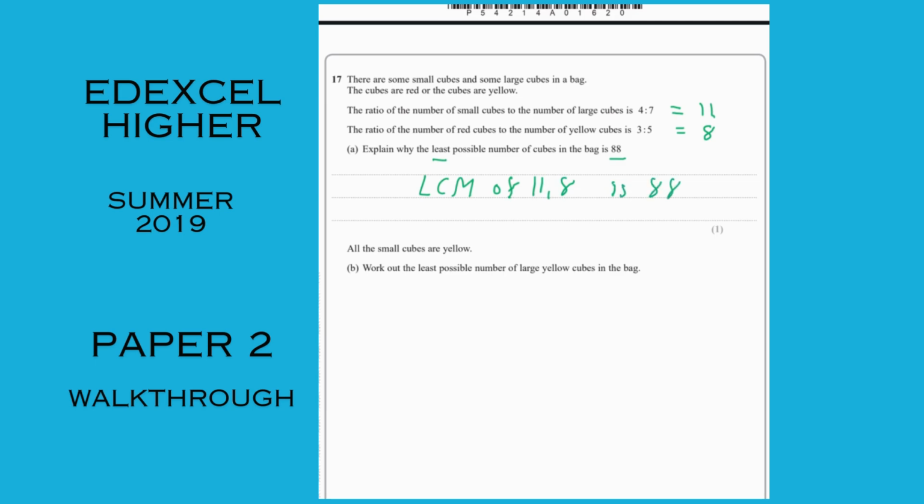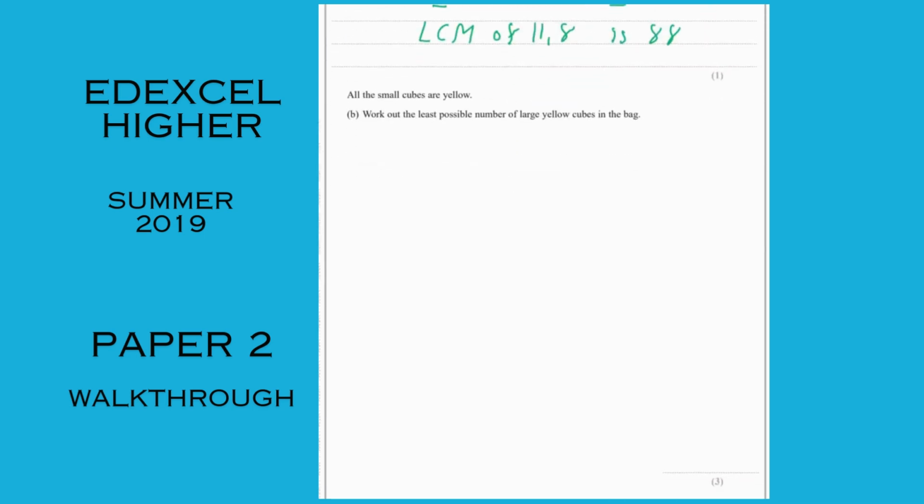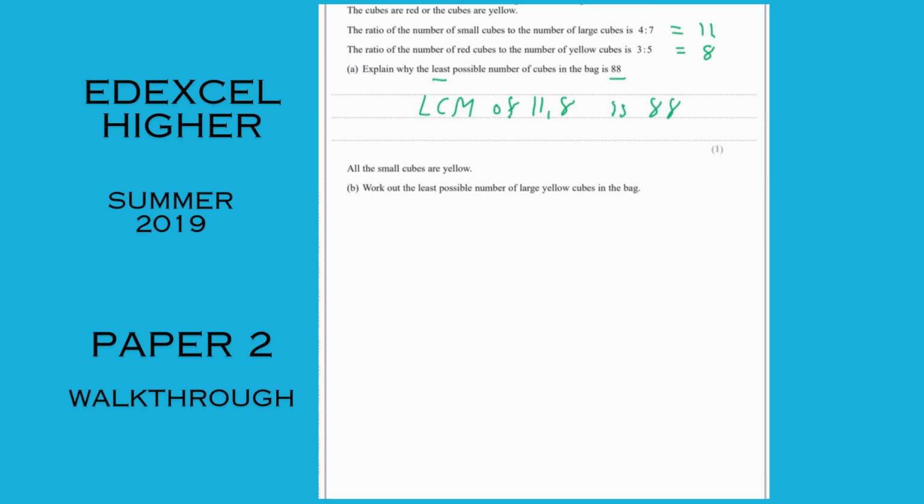So you could double it. I mean, it could be 176. It could be 8,800, but it asks why 88 is the least: LCM. Now, B is a doozy if you don't spot the better way of doing it. So first of all, let's just scroll up a bit. Let's just make a little list.